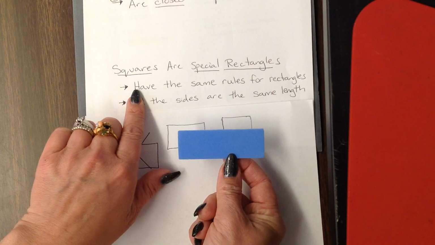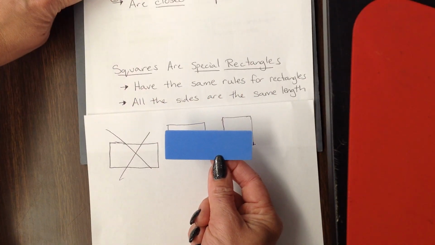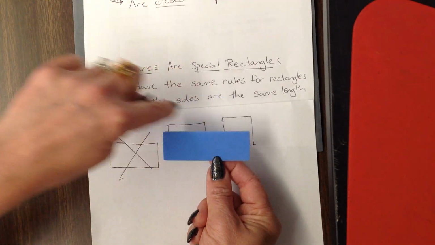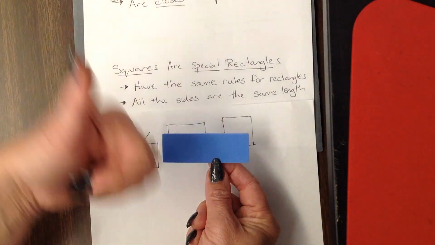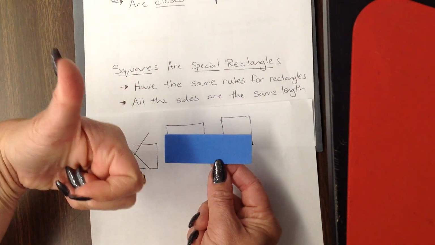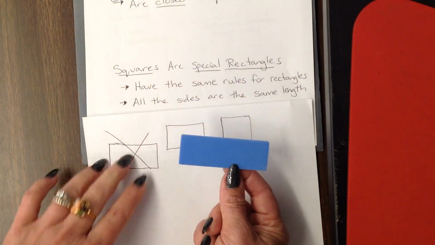So let's first look at here. It says, does it have all the same rules as a rectangle? So does it have 4 square corners? Yes. Does it have 4 sides? 1, 2, 3, 4. Yes, it does. Is it a closed shape? Yes, it is. So far it's definitely a rectangle, okay, because it has all the rules for it.